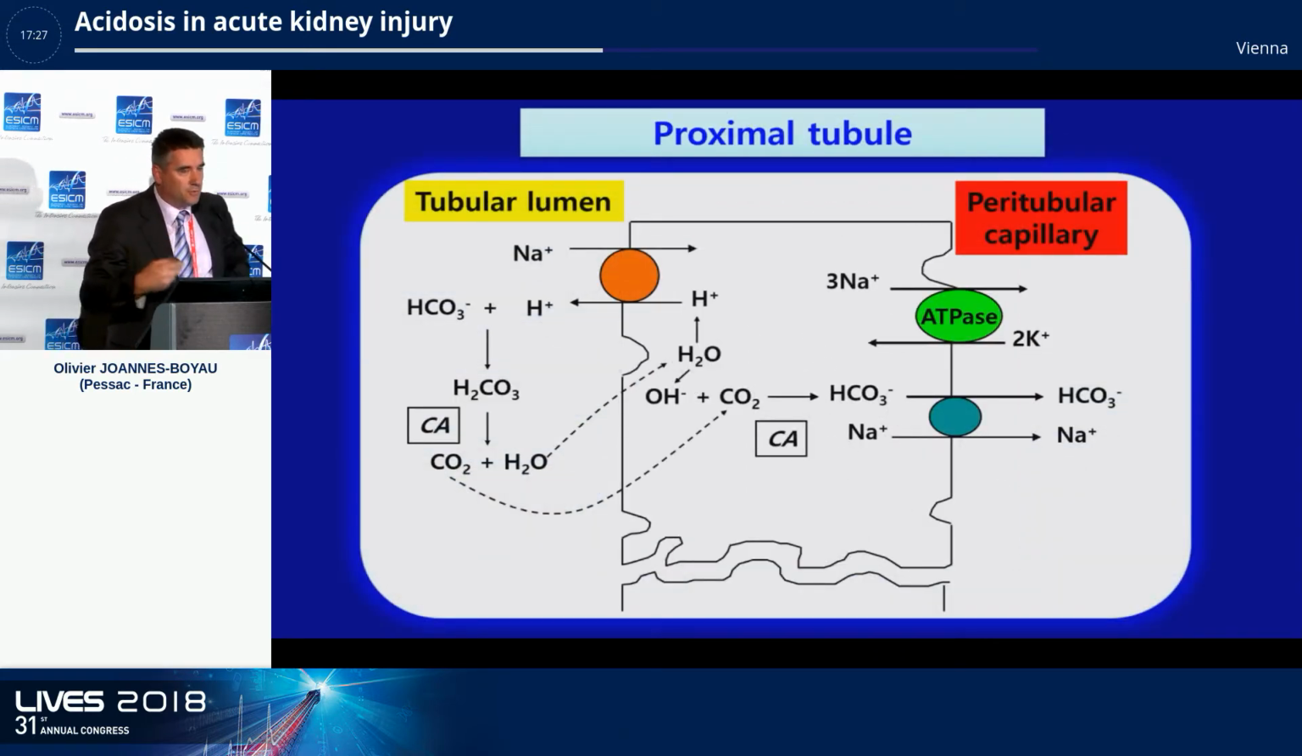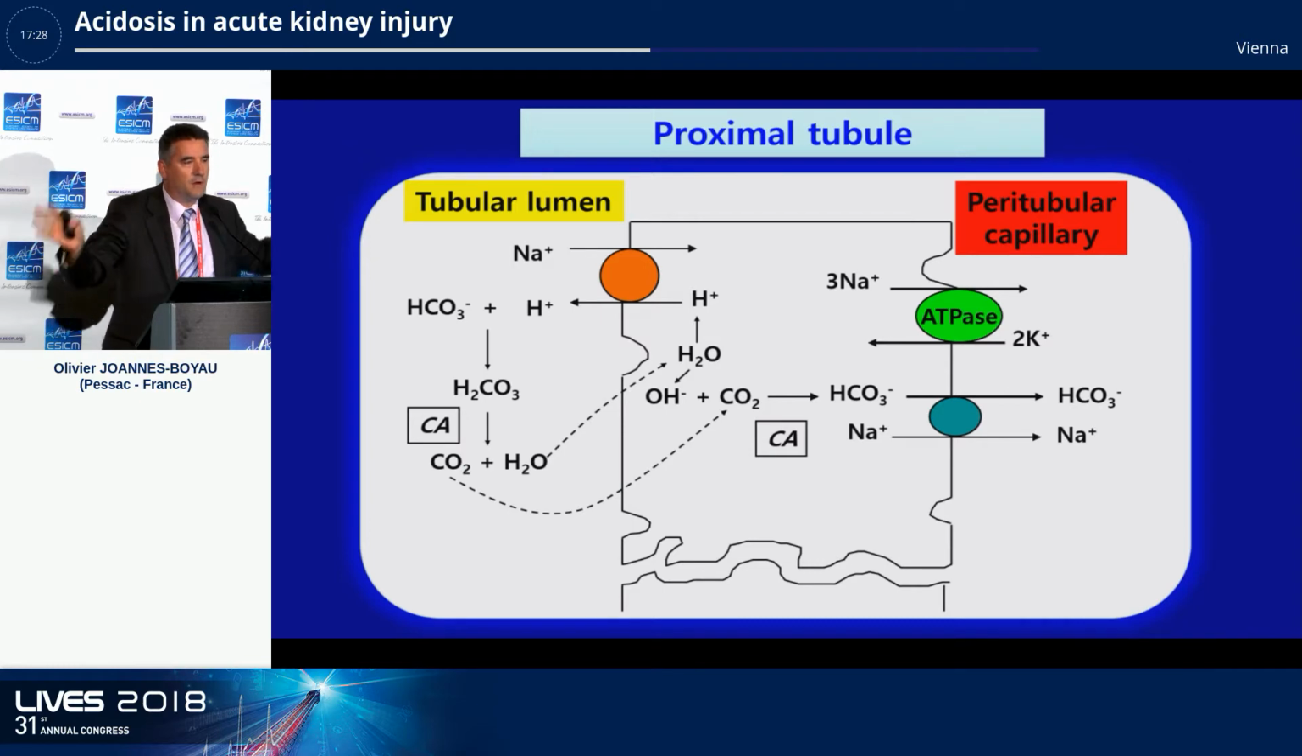And now, with kidney failure, how can we understand what's happening in terms of metabolic acidosis? In the proximal tubule, you have a part of the kidney that is able to reabsorb sodium and bicarbonate, reabsorbing sodium with potassium, needing ATP, and also reabsorbing bicarbonate and excreting protons. You understand that if this part doesn't work, you have no reabsorption of bicarbonate, no excretion of protons, and no reabsorption of sodium.